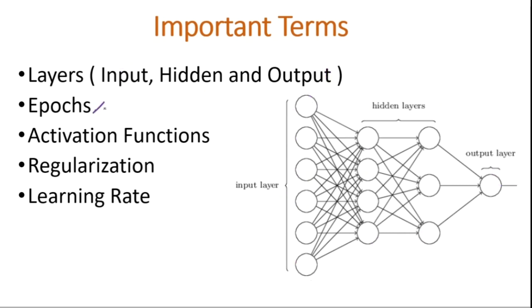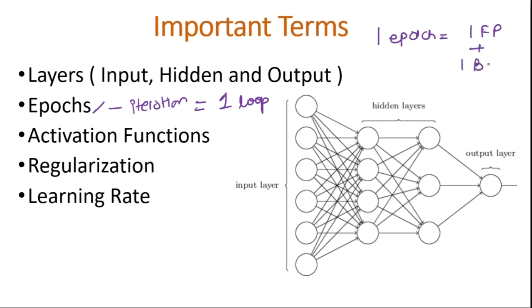And the second term is epochs. You will come across epochs throughout deep learning. Epoch is just a term for iteration, or you can refer to it as one loop, and one epoch equals one forward propagation plus one backward propagation. I explained in my last video what forward propagation is, the forward path, and what backward propagation is, which is feedback propagation.